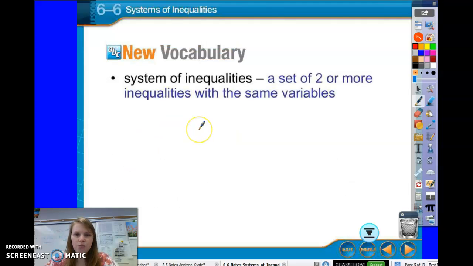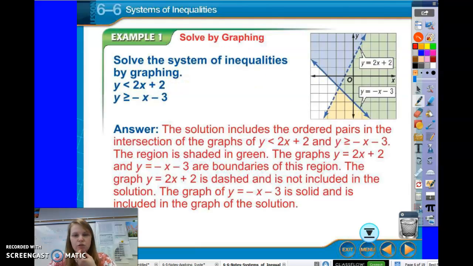When we're talking about a system of inequalities, what that means is it is a set of two or more inequalities and they have the same variable. So if we're dealing with x's and y's, they have the same ones, same x, same y. And we're trying to figure out where that region overlaps, where the shading overlaps. Let's take a look at this example. This says, solve the system of inequalities by graphing.